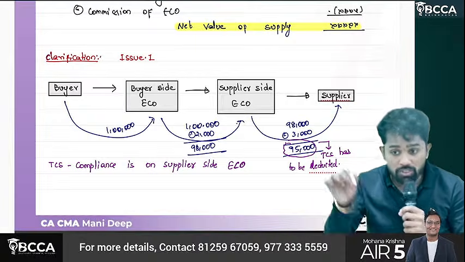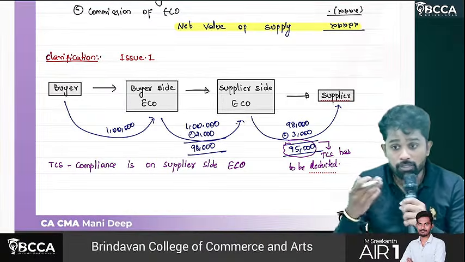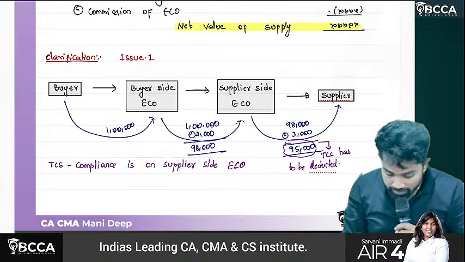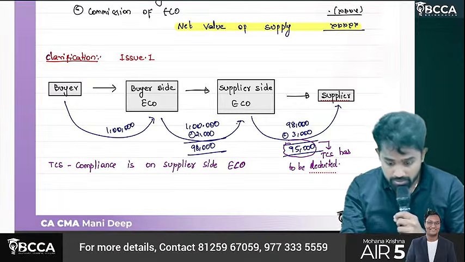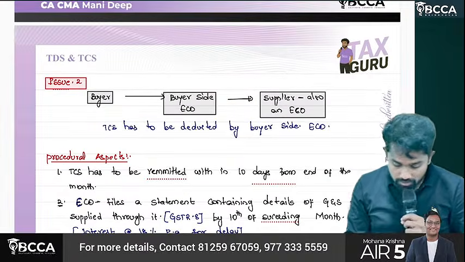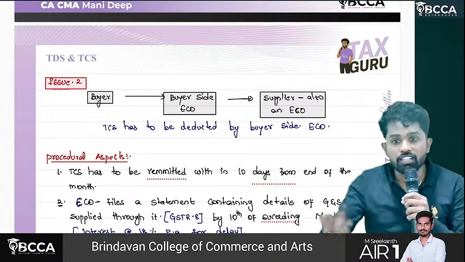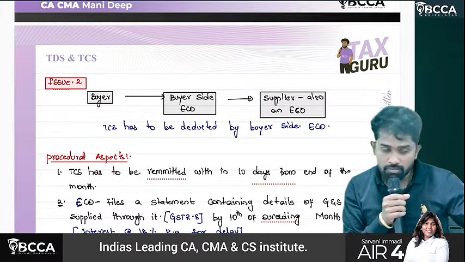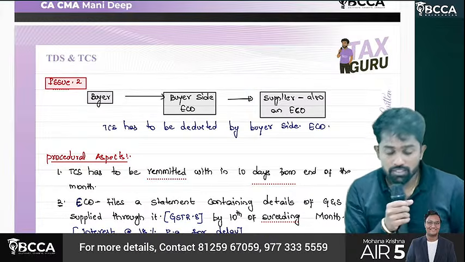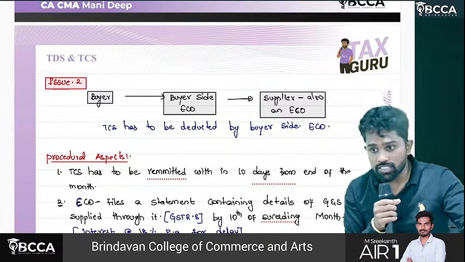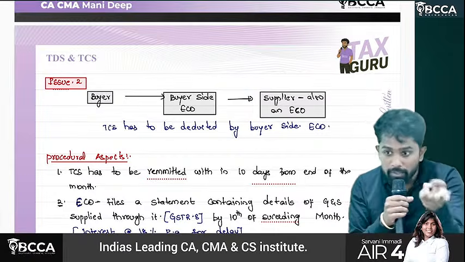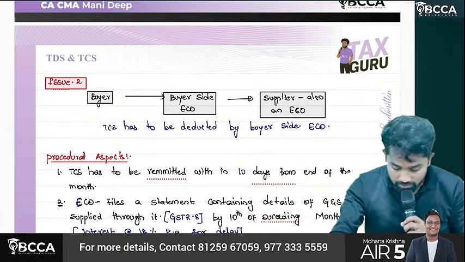So now who has to collect TCS? Not Flipkart. Flipkart is buyer side. That ABC app is on supplier side. That supplier side ECO has to collect the TCS. Then issue 2. Sir, the supplier himself is also an e-commerce operator. Buyer is there, again I searched in Flipkart. Now the supplier himself is also an ECO. But still, whoever is the middle ECO, that one only will collect the TCS.